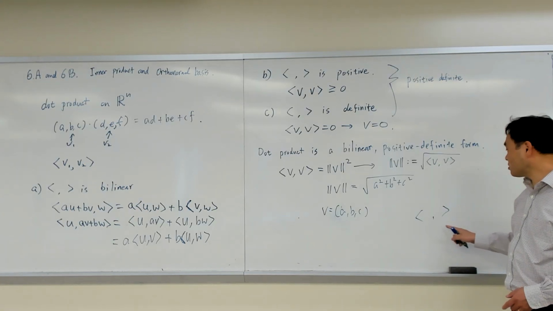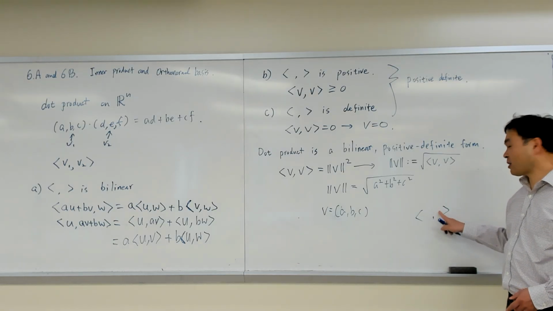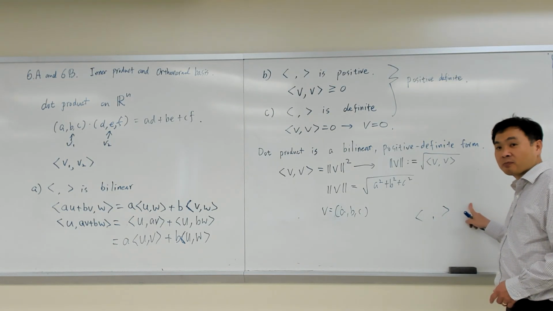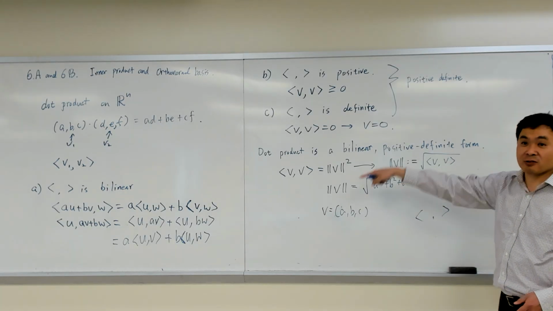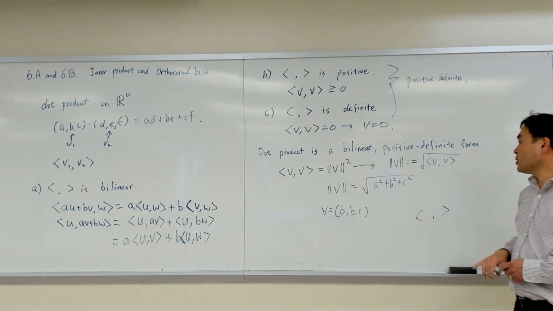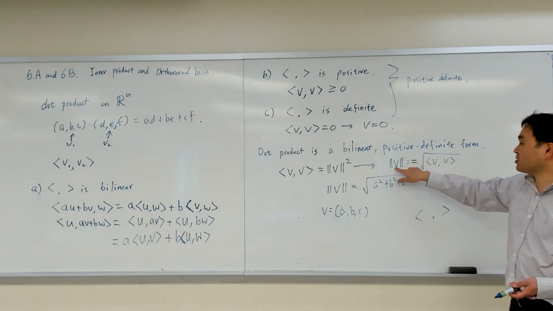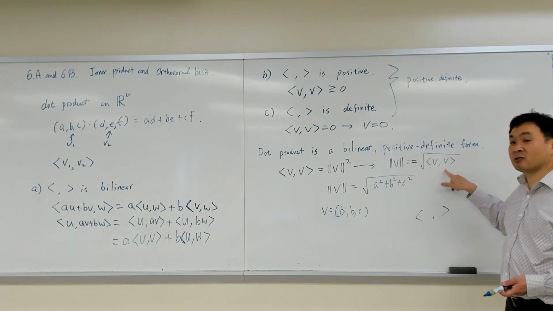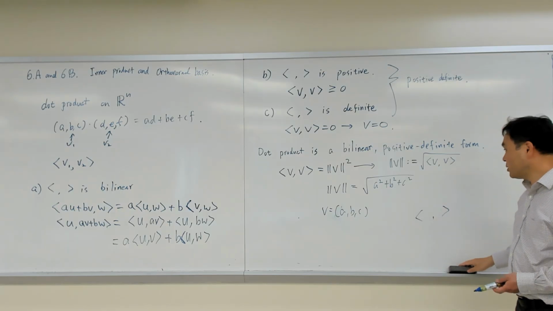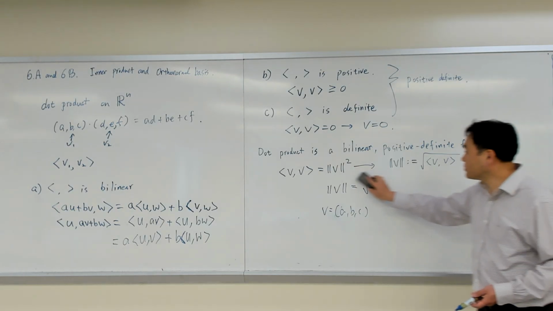There's a function that takes in two vectors and gives you a number with these properties. And if that's given, then we define the norm of a vector in this way. Okay? So that's one thing that we're going to do.